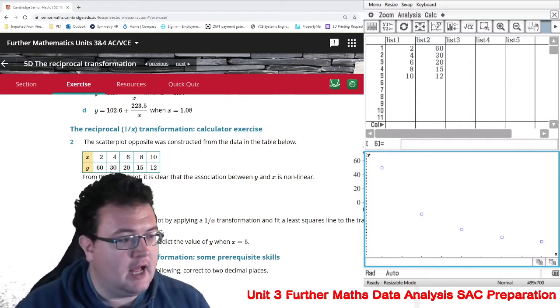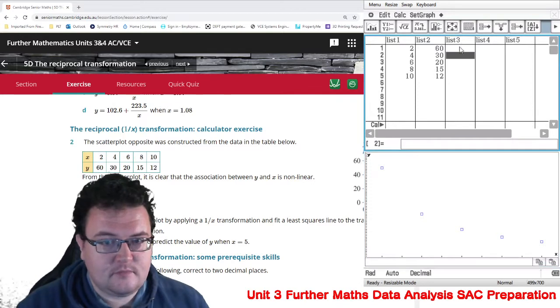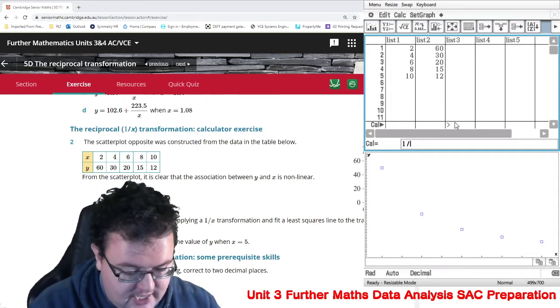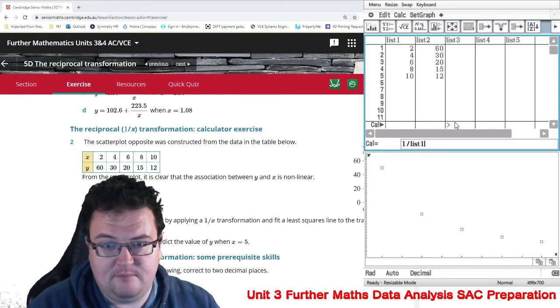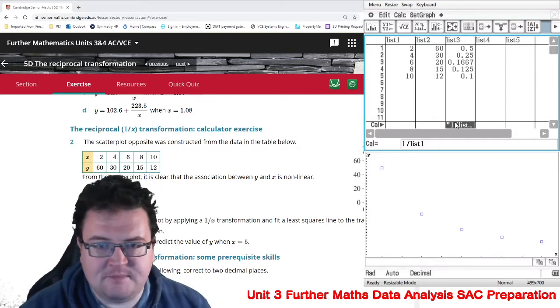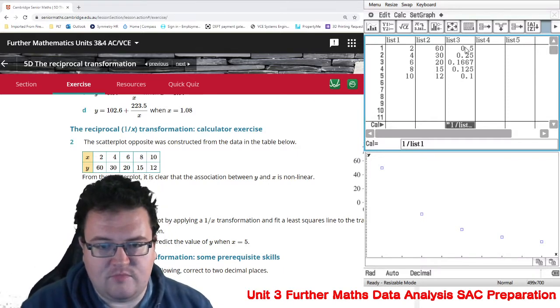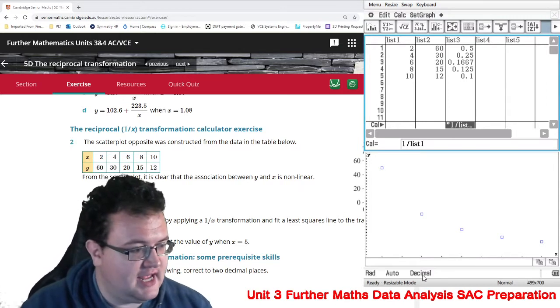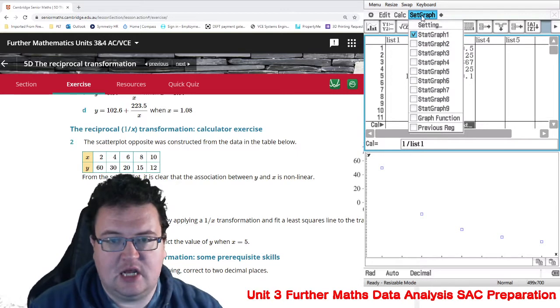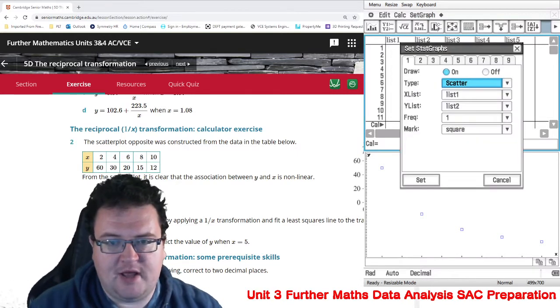So, under list 3, going to go down to cal, and this time I'm just going to do 1 divided by list 1. And it's going to spit out some numbers there for me. They are all in decimals because I have my CAS mode set to decimal again. And then I'm going to go button.